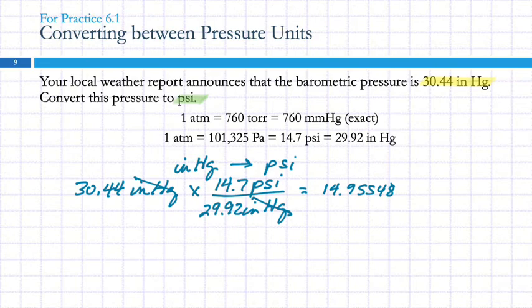How many sig figs should this have? 3. So my starting number had 4, but this 14.7 is not exact, and so that's going to limit. So I'm going to take 3 sig figs, and this is going to be 15.0 PSI. If you're going between atmospheres and torr or millimeters of mercury, that's exact because that's how an atmosphere is defined. Any questions?